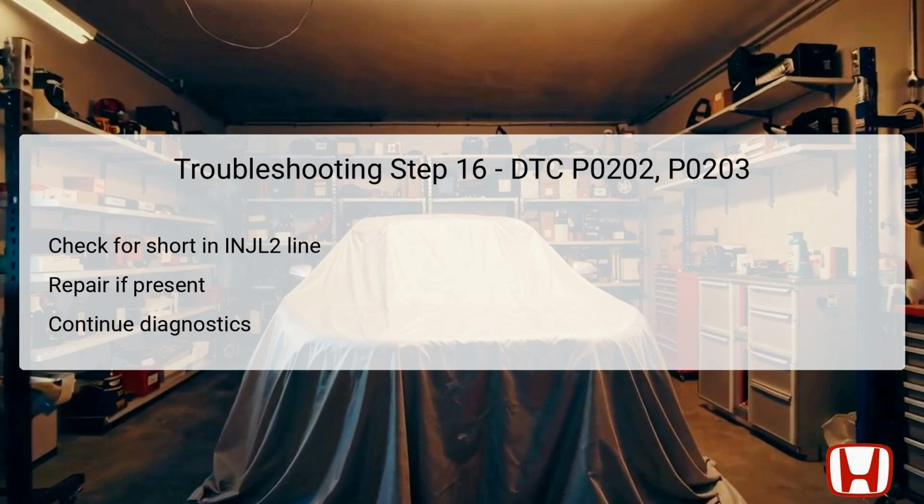The 16th step parallels the 15th, but focuses on the INJL2 line. Similar to the preceding step, you'll measure voltage between test point 1 at terminal number 17 of PCM connector E and body ground while keeping the vehicle in the on mode. Detecting any voltage indicates a short to power within the INJL2 wire, which would require you to repair the issue to ensure proper functioning.